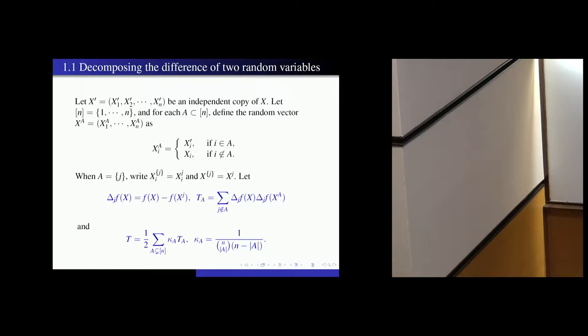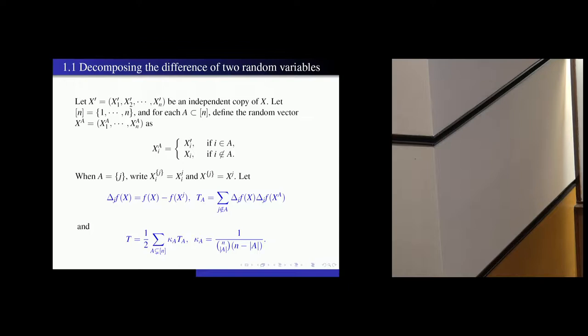I don't know how Chatterjee invented the T here. So over all the possible subsets A of 1 to n, we introduce the random variable T, which is κ_A, a constant, times T_A, defined by this one. And you can imagine how many terms are involved, because from 1 to n, you pick all the possible subsets, then put that together.